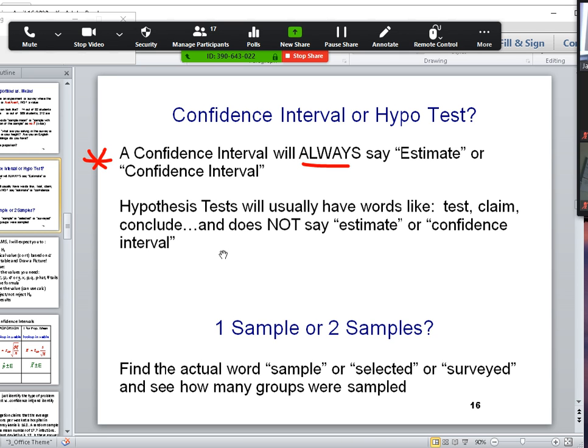Same with your means and proportions. Proportions will always say proportion. Means will always say mean or average. Confidence interval will always say confidence interval or estimate. Always.